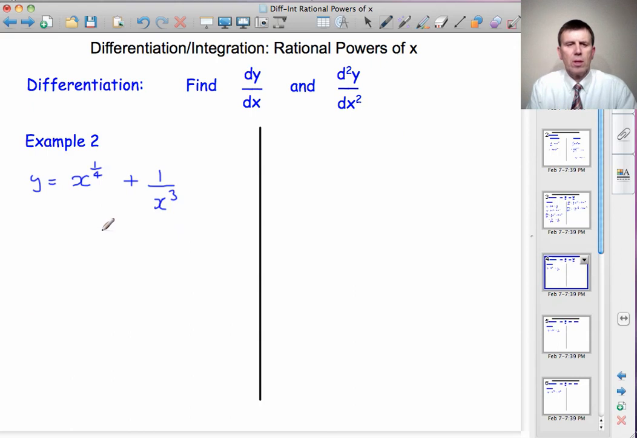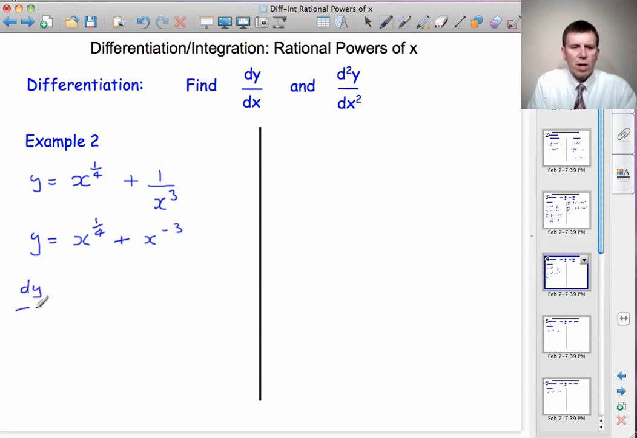Example 2. y equals x to the power a quarter plus 1 over x cubed. We're going to differentiate twice again. The first term is already in the right form, x to the power a quarter, but I want to rewrite this one as x to the power minus 3. So y is equal to x to the power a quarter plus x to the power minus 3.